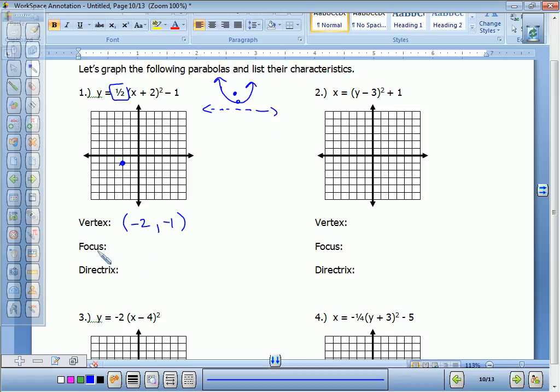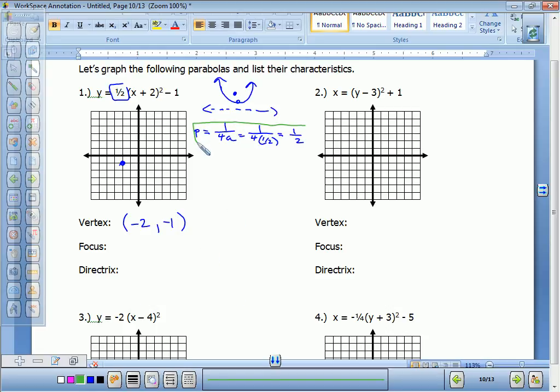Because we need that to get the focus and directrix anyway. P is the distance from the vertex to the focus. So if we know that, we know where to plot the focus. It is 1/4A. So what is A in this problem? 1/2. And half of 4 is 2. So P is 1/2.